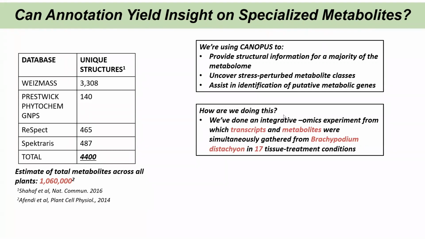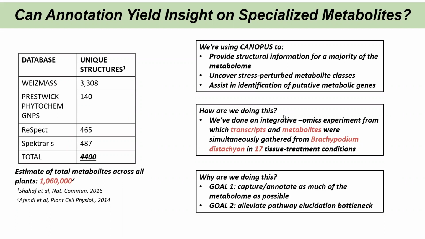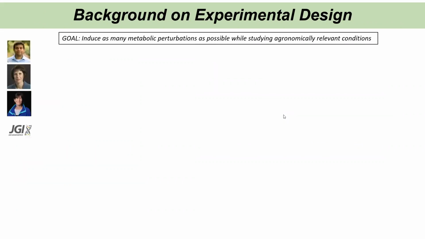We performed an integrated omics experiment from which transcripts and metabolites were simultaneously gathered from Brachypodium distachyon in 17 different tissue and treatment conditions. And again, we're doing this firstly to capture and annotate as much of the metabolome as possible. And later on, I'll talk about our second goal, which was to alleviate the pathway elucidation bottleneck.